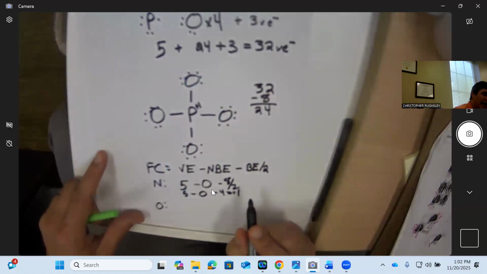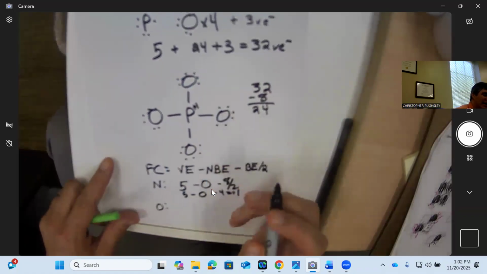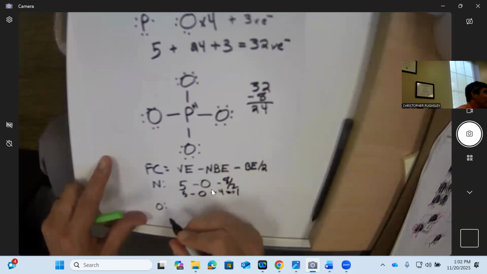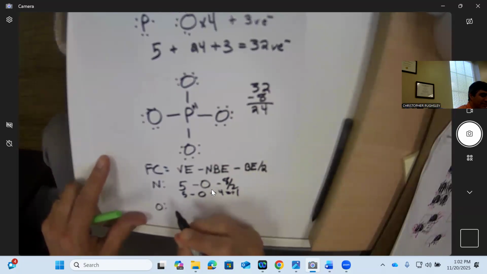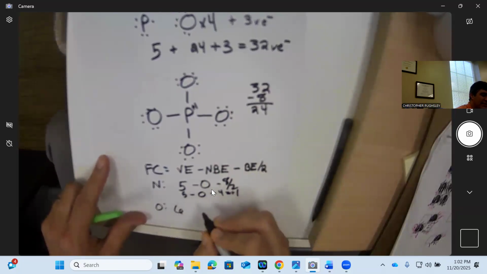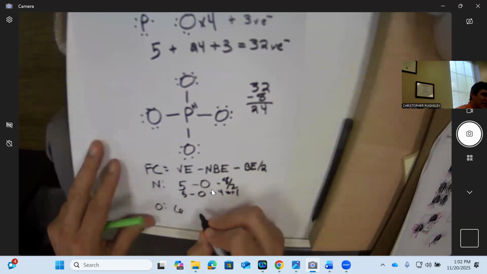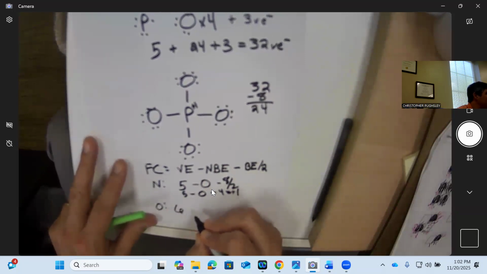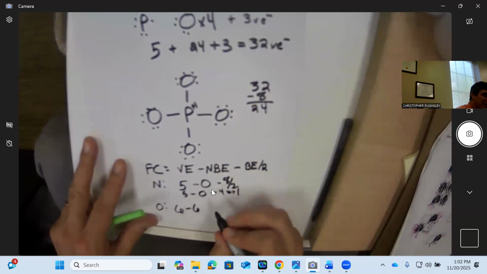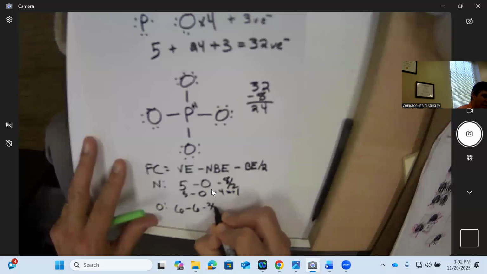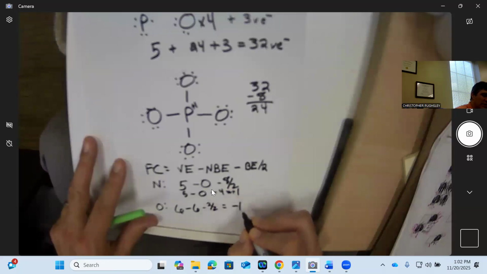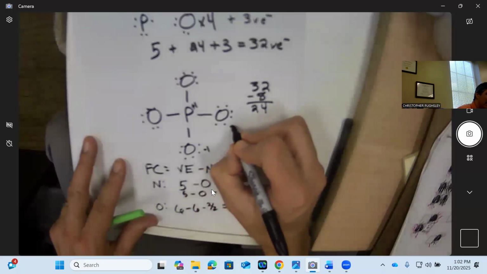The oxygens have how many valence electrons? 6. All right, how many non-bonding do they have? Yes, that's right. And how many bonding do they have? So 2 divided by 2, which is going to be 1. And so that's going to equal -1. Every one of these is -1.